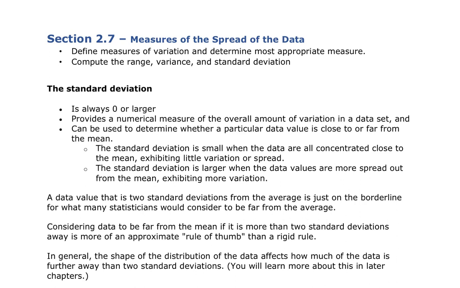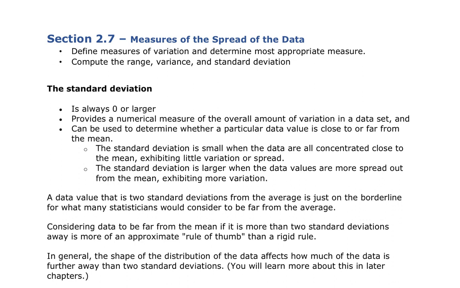In this video, we're going to look at the measures of the spread of data. So we're going to talk about variation. We're going to talk about range and variance and standard deviation. So what is standard deviation? Well, a couple of things. It is at least 0 or larger, so it's always a positive number.